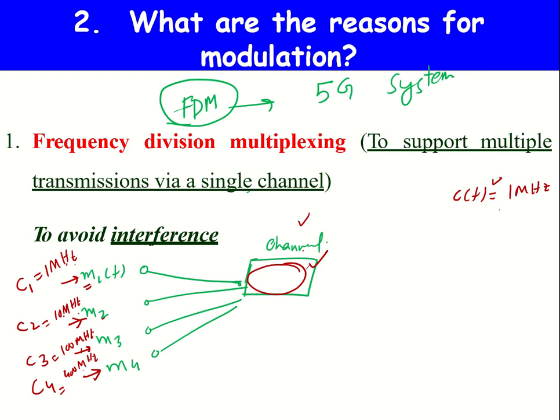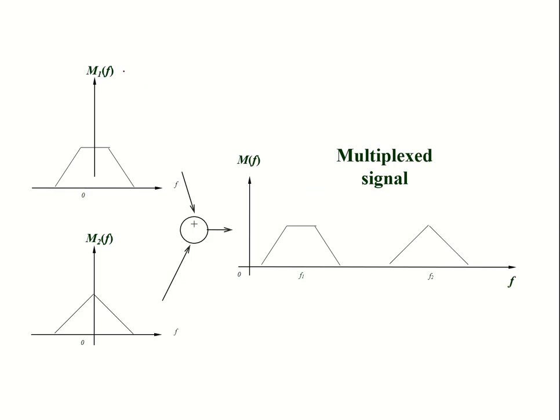Because they have different frequencies, there will be no interference between them. So that is the basic concept of frequency domain multiplexing, and we can achieve this using the modulation techniques. For example, this is one message, this is the other message. If you modulate this with the frequency f1, for example 10 megahertz, and you modulate this with the frequency 100 megahertz, for example.